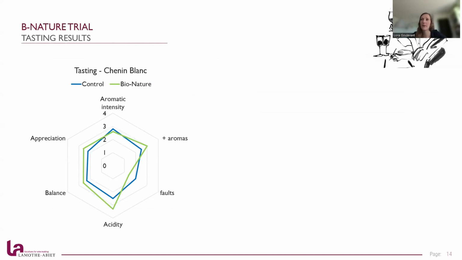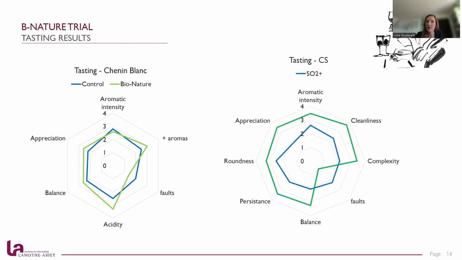So in terms of tasting, we had a tasting panel, blind tasting of course, where the Binature wine was perceived as more crisp, more balanced. People preferred the Binature Chenin Blanc with more different aromas compared to the control, where they perceived some more faults. And then we also did the same experimentation on Cabernet Sauvignon. We had the same results, where the Binature wine was perceived as more balanced, with better aromatic perception, more roundness, cleanliness, which is also very important, and global complexity compared to the SO2 wine, where 50 ppm were added on the grapes.